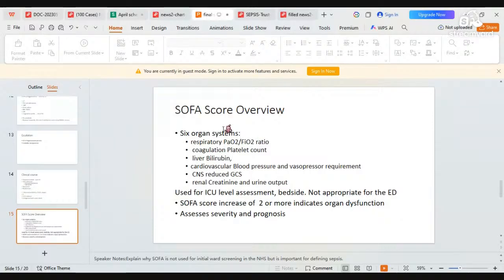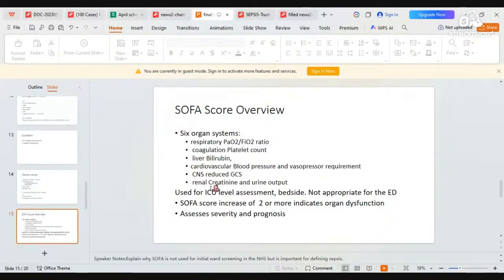It looks at the respiratory system, where it considers the ratio of partial oxygen pressure to fractionated oxygen concentration, and then looks at coagulation, where it considers the platelet count. Remember, I talked about why your full blood count with differentials is significant, apart from the differentials part with the white blood cell and infection. And then, I talked about platelets. So it also looks at another organ, the liver, where it considers bilirubin, and the cardiovascular system, looking at the blood pressure of the patient, and if the patient would need vasopressors.